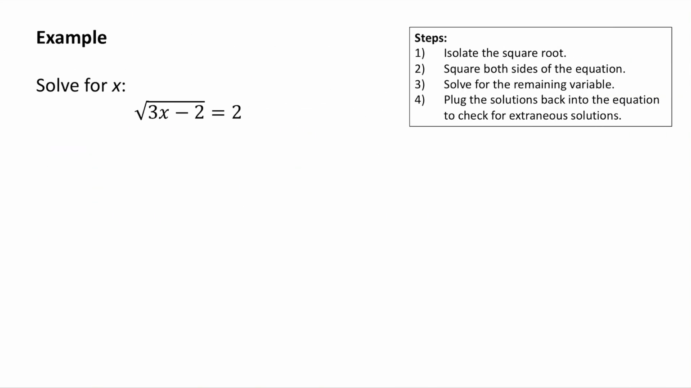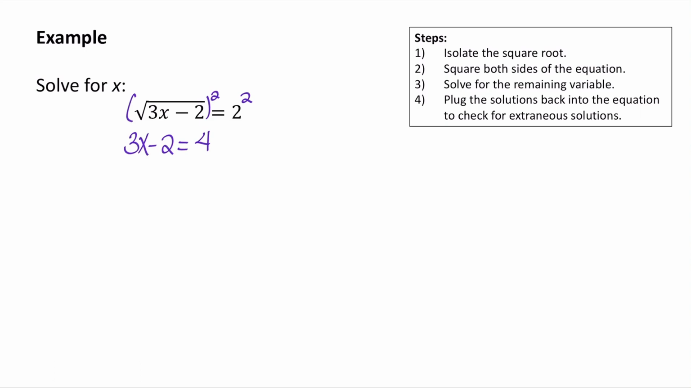So let's try this problem. Let's try solving for x. We need to first isolate the square root. Well, the square root's already isolated, so we're good there. So we're going to go ahead and square both sides of the equation. That will give us 3x minus 2 equals 2 squared, which is 4.